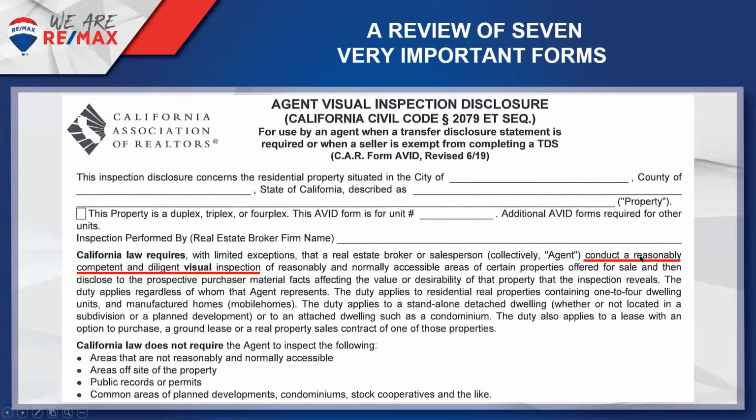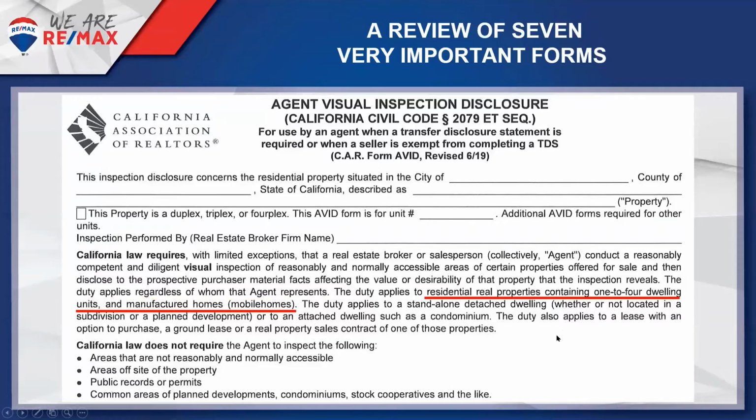All right. What does the law require? It requires a reasonably competent, diligent visual inspection of reasonably and normally accessible areas. So you don't go under houses, you don't go in attics, you don't even have to open up cabinet doors to do an inspection. You disclose to the prospective purchaser any material facts affecting the value or desirability of the property. And it applies to either agent. It doesn't matter who the agent represents. In other words, both agents must do a visual inspection.